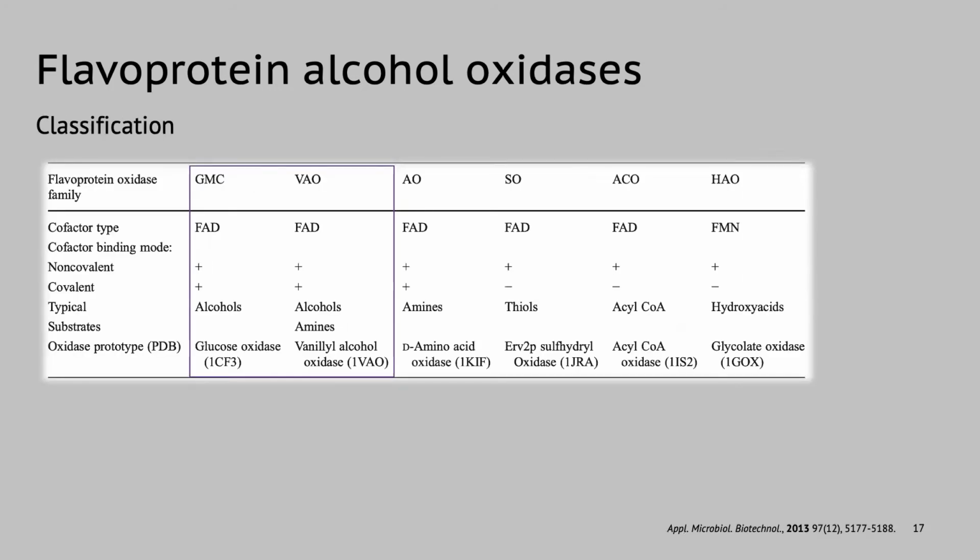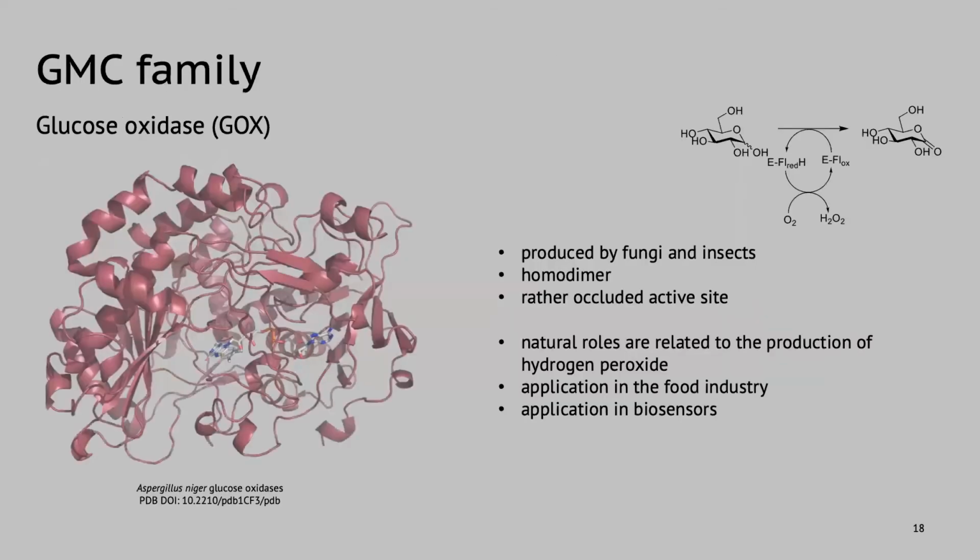So, classification. I will talk about two classes of flavoprotein oxidase families, but you see there are more. The focus here will be on the GMC family and on the vanillyl alcohol oxidase family. And let's start with the GMC family.